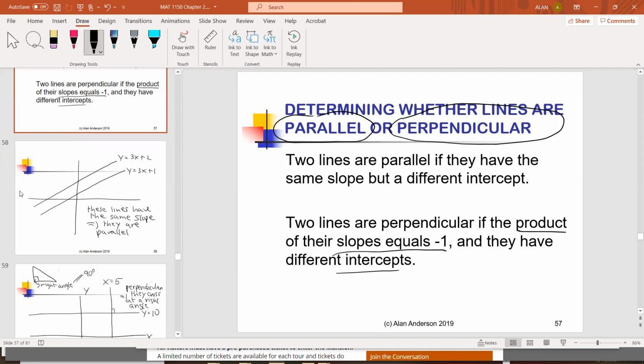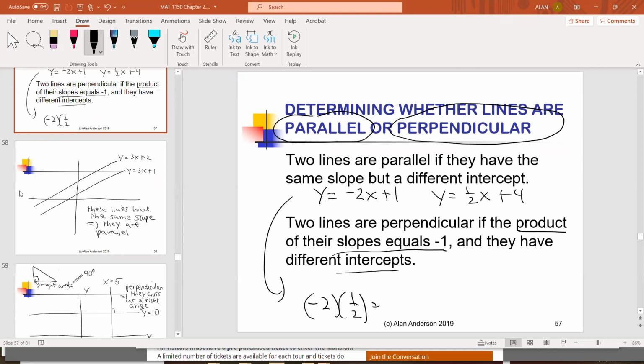they can have different intercepts, and they will, but as long as the product of their slopes is -1, they are perpendicular. So for example, y equals -2x plus 1, and y equals 1/2 x, let's say, plus 4. -2 times +1/2 gives me -1, which implies that these lines are perpendicular. So let's see what that looks like in Symbolab.